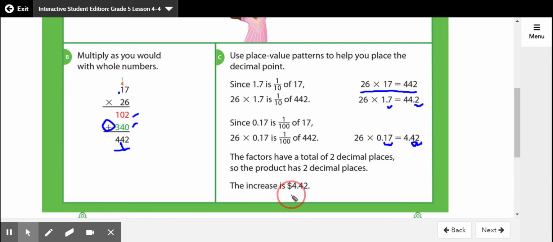So the increase is 4.42 or $4.42. So not a huge increase. So then you can take your $26 plus this $4.42, and that would be $30.42 for ticket prices this year.